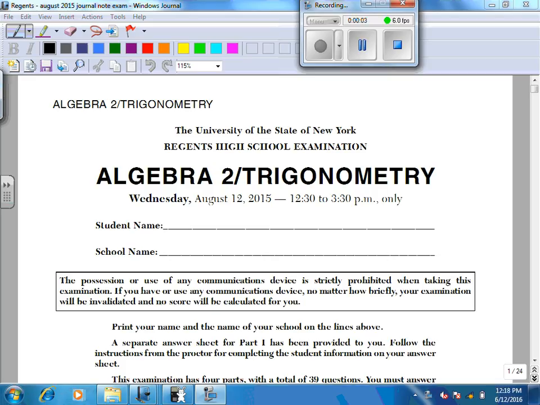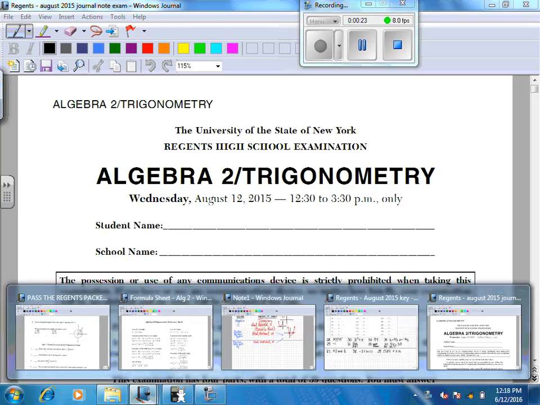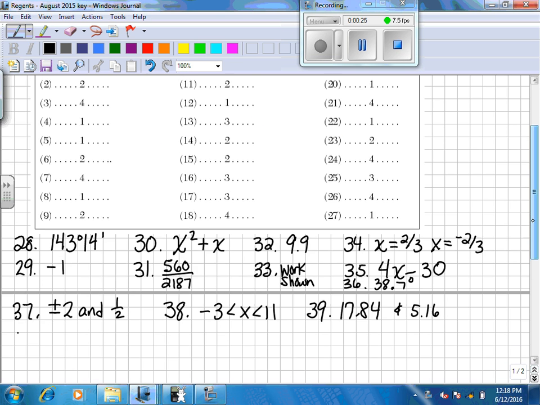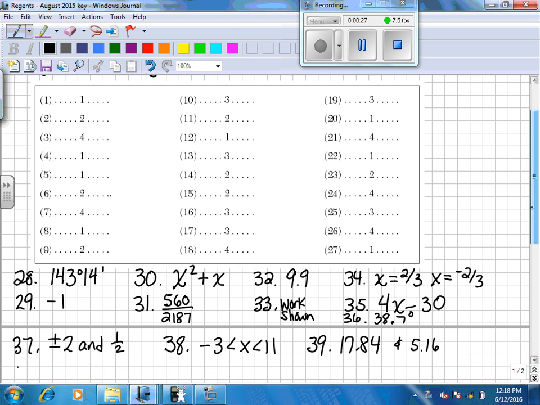All right, guys, this is the August 2015 Algebra 2 Trig exam. That is the last practice test in your packet before the 100 things you need to know before the Algebra 2 Trig Regents exam. I'm going to work off of the large copy of it, not the shrunk down one like you guys have. But first, let me put up all the answers for you to check, including the part 1. So there's all the answers.